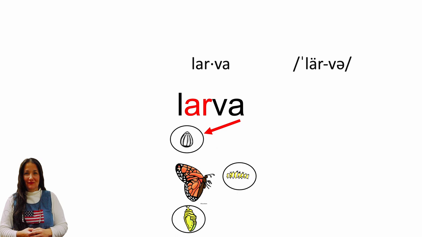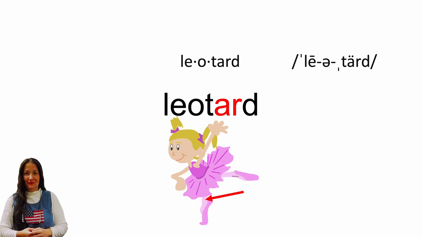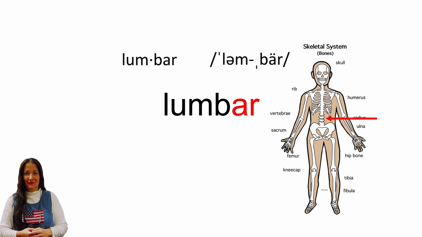Larva. Leotard. The girl's stockings are nylon material called a leotard. Lumbar. It's the backbone of the body, the lumbar.